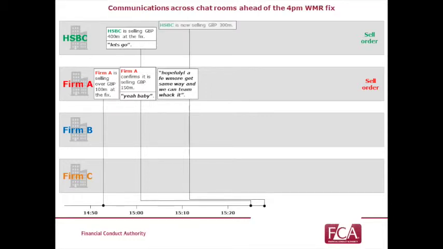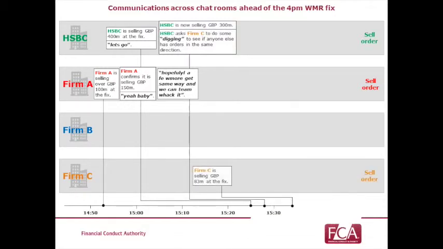HSBC tells Firm C in a one-to-one chat that he has a net client sell order of around 300 million sterling at the fix and asks the trader to do some digging to see if anyone else has orders in the same direction at the fix. Firm C tells HSBC that it now also has net sell orders of 83 million sterling at the fix. Firm B confirms that he also now has net sell orders for 40 million sterling at the fix.